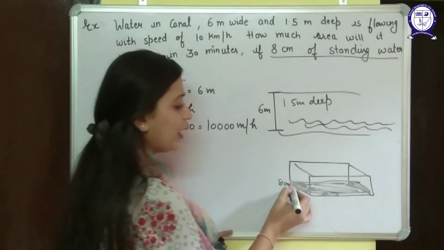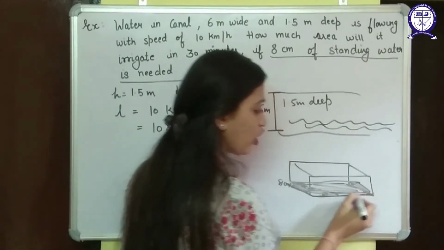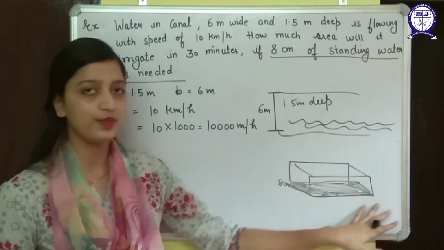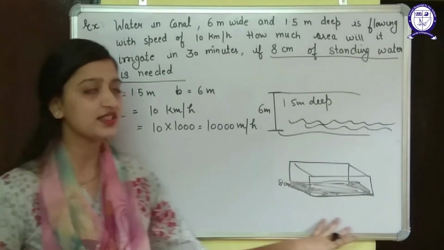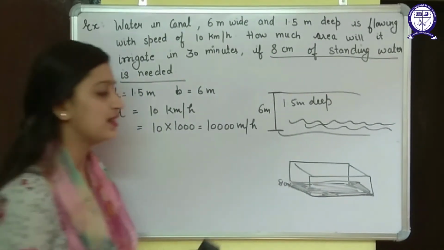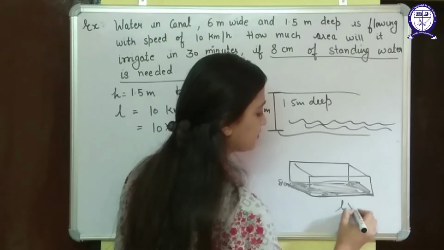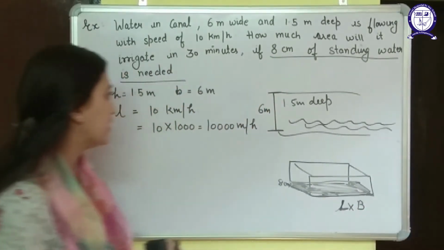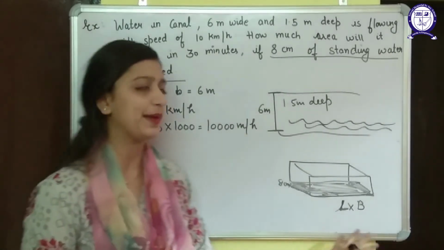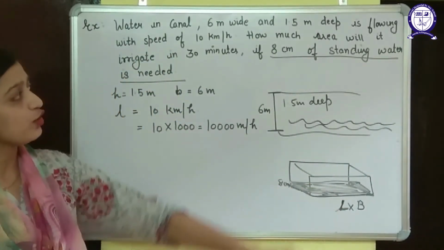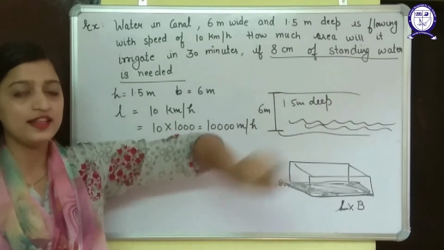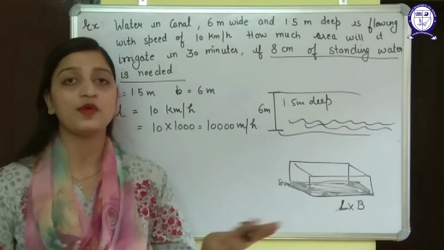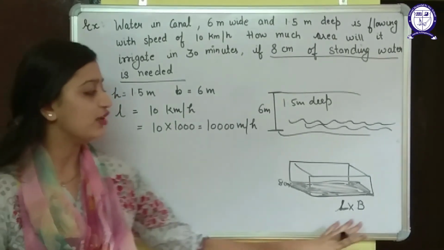Area will be the area of the base because it's irrigating the land, and land is the base of this cuboid. Now, what is the area of the base? This is length into breadth. Let's take them differently because L, B, H are already taken, so I am taking them as capital L and capital B. So I need to find the area it will irrigate. It's not asking about the length or the breadth, it's directly asking about the area, and area will be L into B.